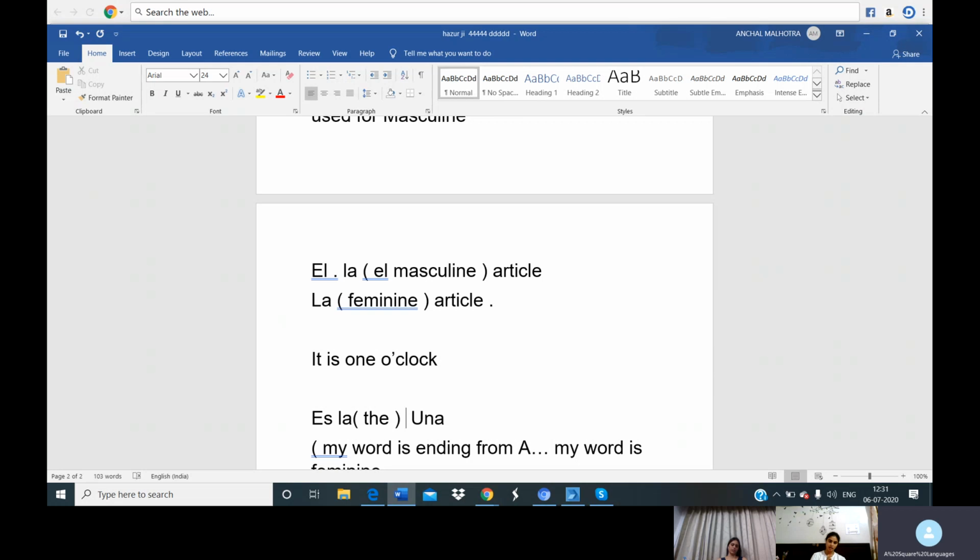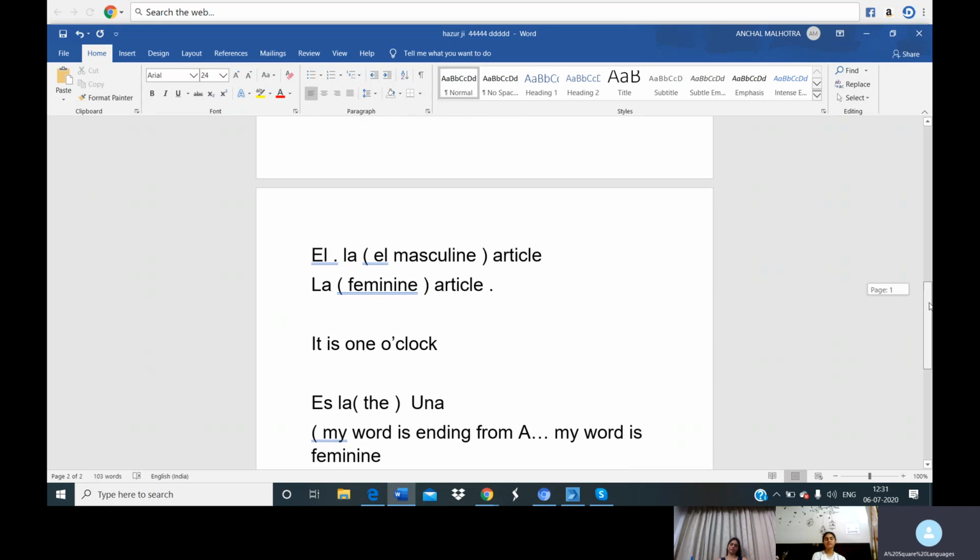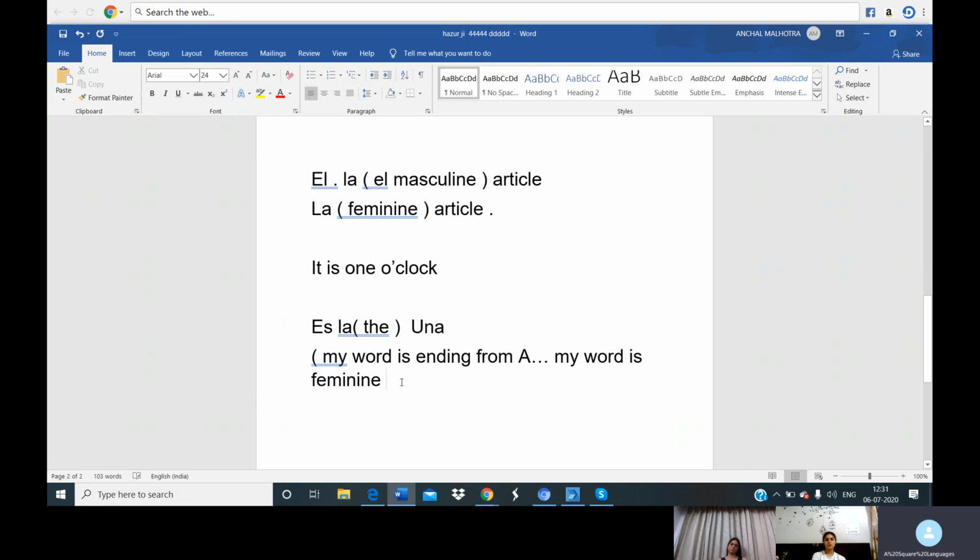Is that clear to you? Yes, sir. Es la una. So here we have two articles, el and la. La we use for feminine and el we use for masculine. So I'm saying it is 1 o'clock, es la una. I'm asking, que hora es, so you will reply, es la una. 1 o'clock. Is it clear to you?